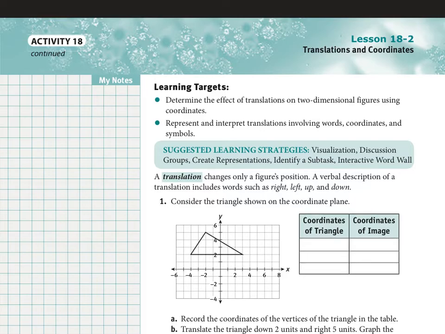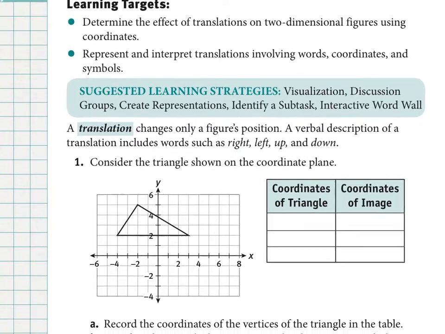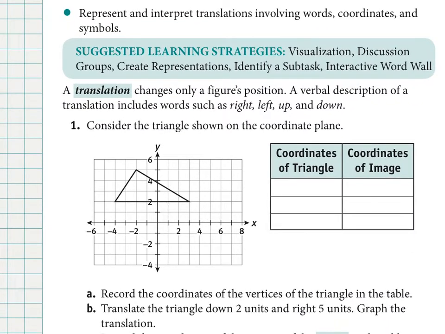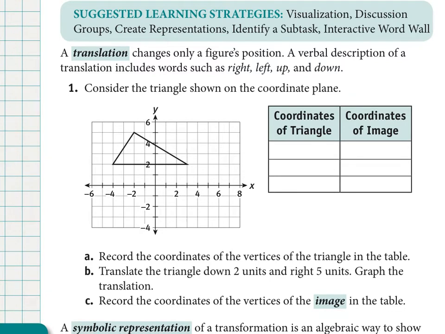Here it says the translation only changes a figure's position. So a verbal description of a translation includes words such as right, left, up, and down. Okay, so let's consider the triangle shown there. In part A, we are going to record the coordinates of the vertices, and we're going to put that in the table. So let's give these names here. Let's say this is point A, point B, and point C, okay?